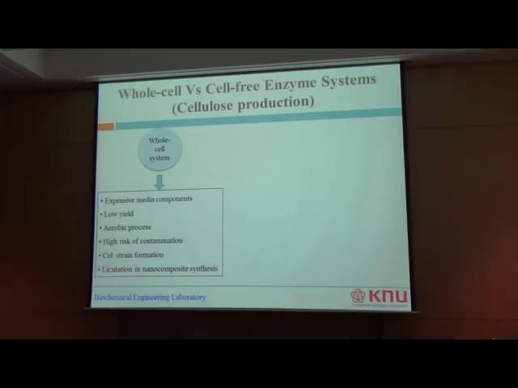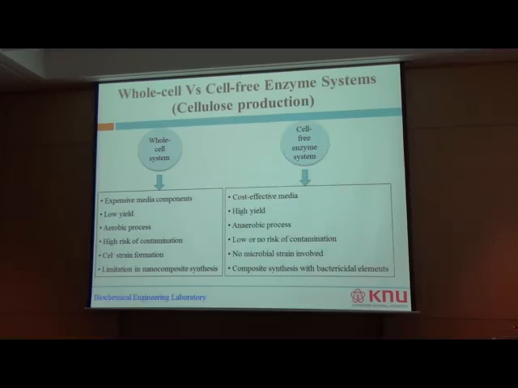Moreover, there is a limitation in nanocomposite synthesis as live cells are involved, and the nanomaterials can easily kill the microbial cells. But in the case of the cell-free system, the process is cost effective as only a carbon source is required for the production of cellulose. It results in high yield. The process is anaerobic because no live cells are present, and there is a lower or no risk of contamination. No cellulose-negative strain formation can take place, and no microbial cells are involved. Moreover, this process can favor the synthesis of nanocomposites with different bactericidal materials.